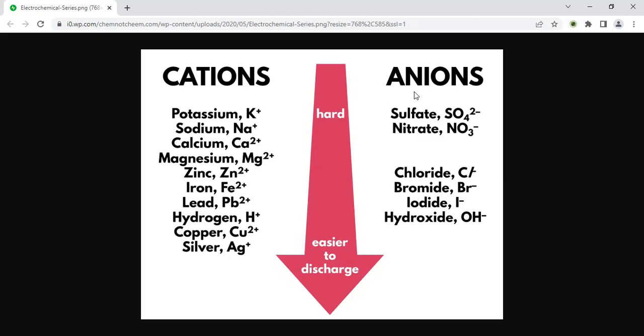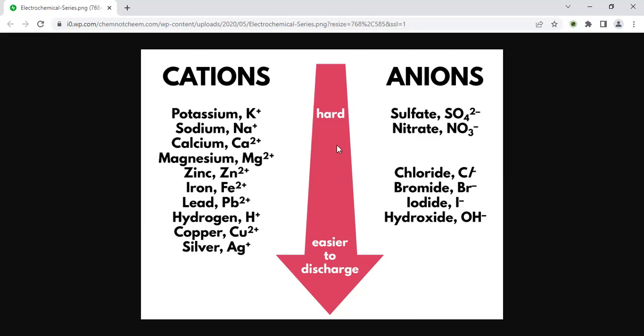But if it was given concentrated sulfuric acid, sulfate is so much higher, or the difference is so high, that it doesn't have any effect, because sulfate is very hard to discharge. That's why only hydroxide will be discharged in that situation. But the exceptions are chloride, bromide, and iodine.